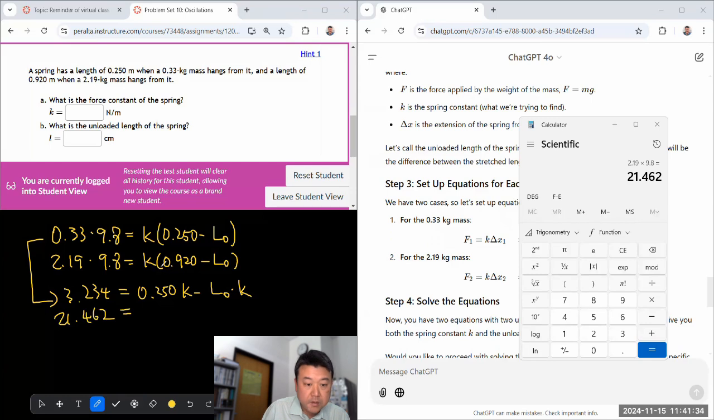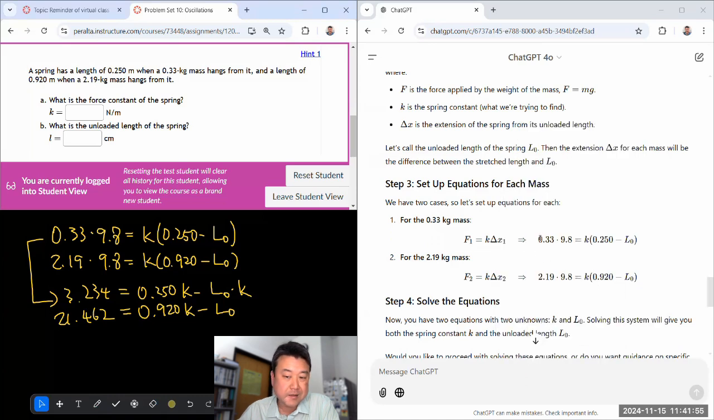21.462 is equal to, and as I distribute k, I'm just gonna do it for the first term and forget to do it for the second term. It's the kind of algebra mistake that happens often enough, and you should be able to catch it when you do dimensional analysis. And one of the things that ChatGPT is doing that I don't like is that it's omitted all the units. So dimensional analysis won't help you here.